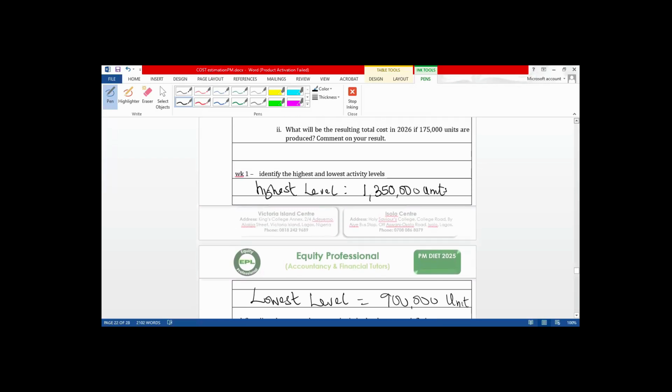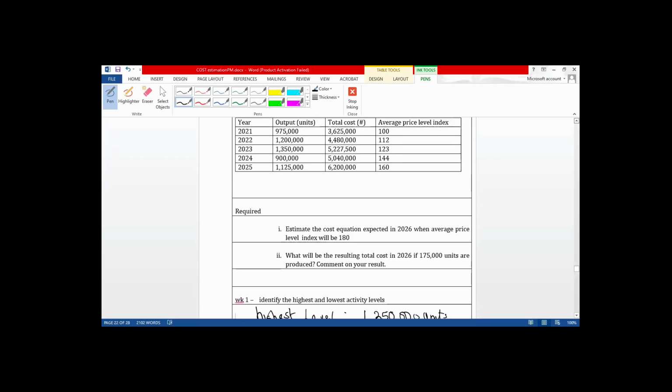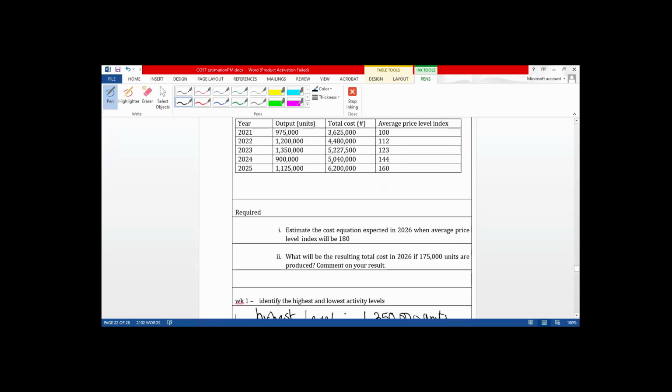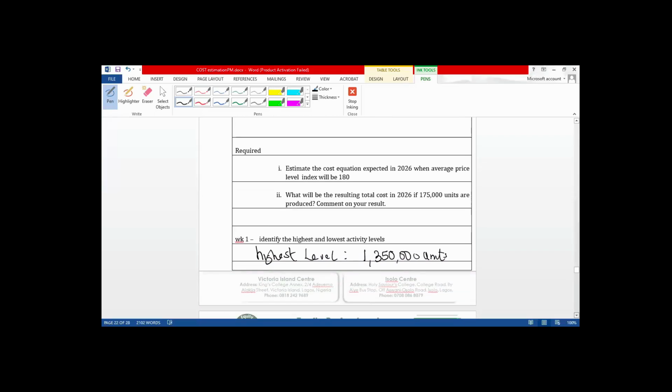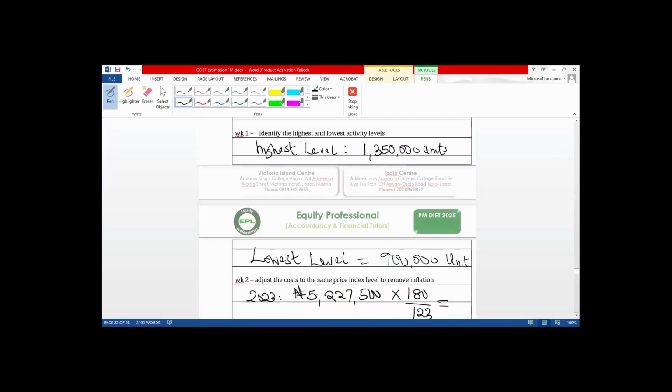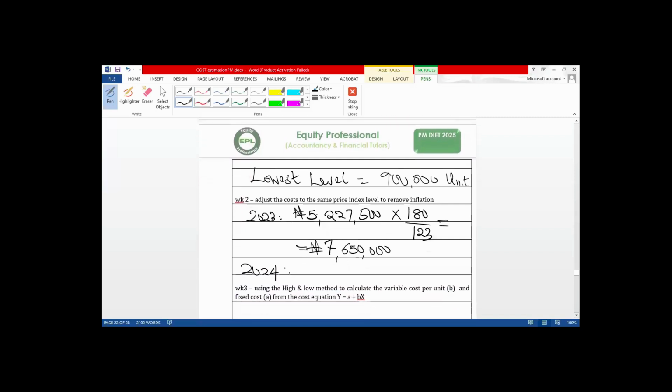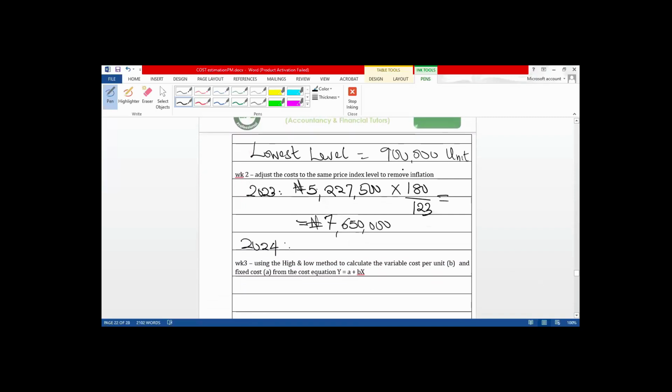Go to the lowest level. The lowest level, the cost is 5,040,000. And the index there is 144. Look at it. You have to move this down a bit.